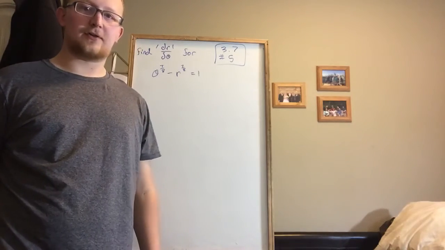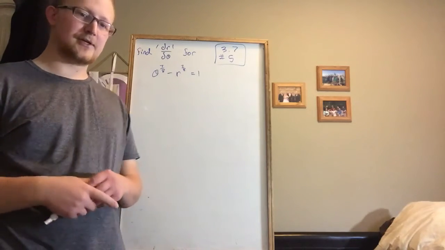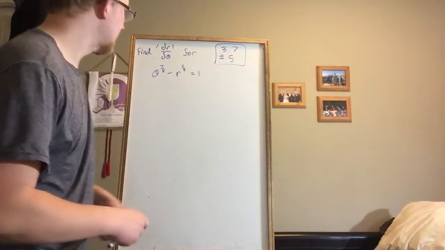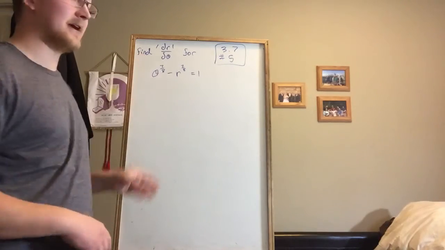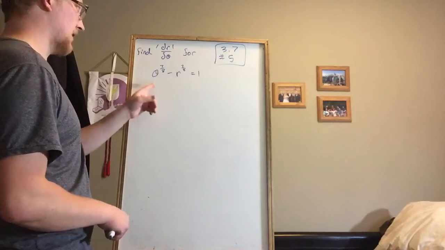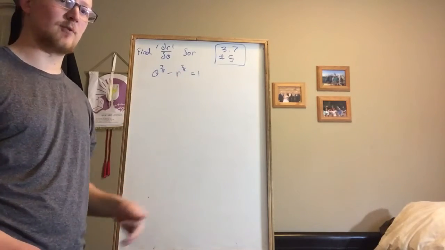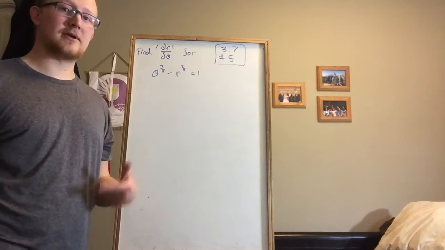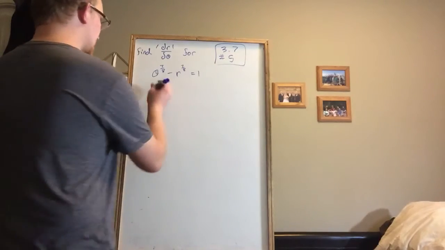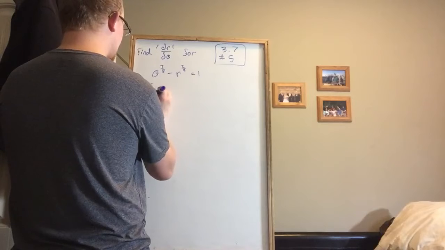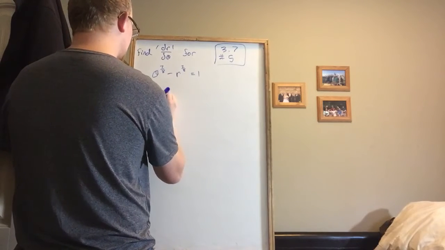Alright, this is homework 3.7, implicit differentiation, and this is problem number 5. Problem number 5 tells us to find dr d theta for the expression theta to the 7/8 minus r to the 7/8 equals 1. And with implicit differentiation, how we start is by differentiating both sides with respect to the independent variable.